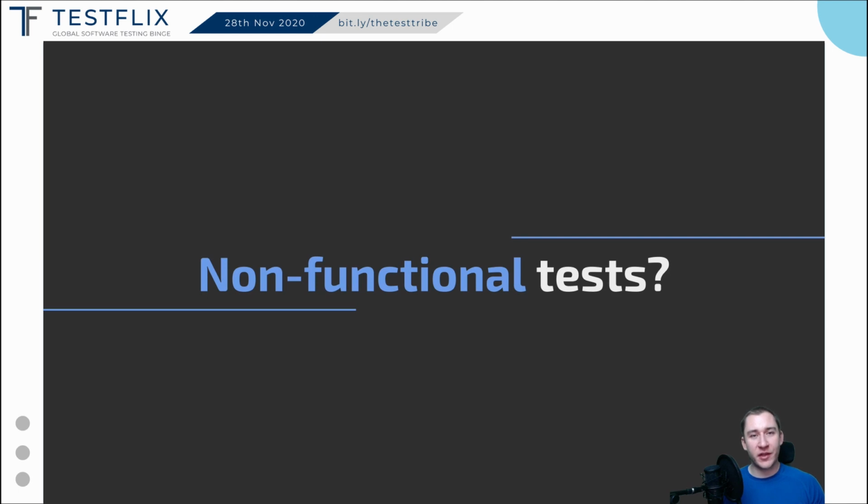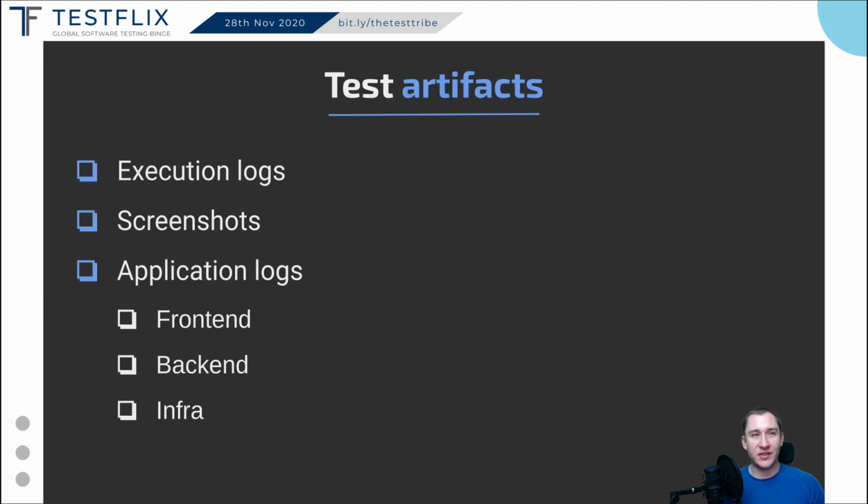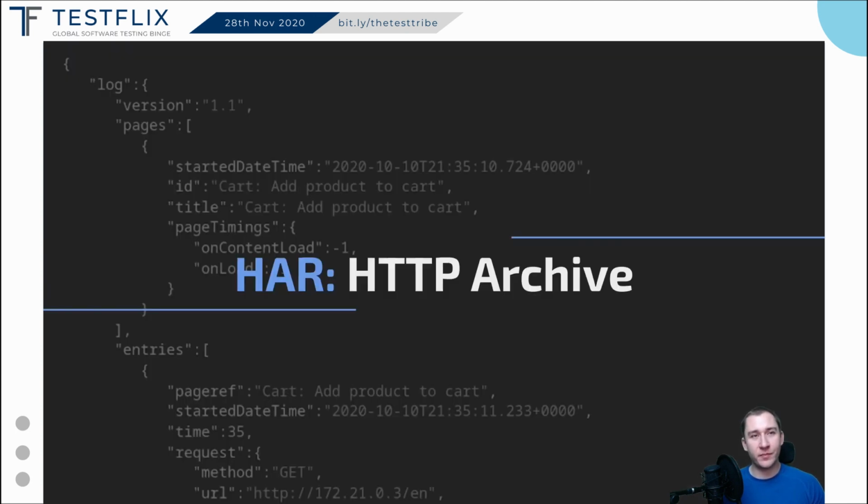Well, let's start with data we already have, for example, test artifacts, execution logs or logs from test runner, screenshots in case of failure, application logs, so from front-end application, back-end application, and also infrastructure. What I quite often do is to extend it with one more thing, so HAR files or HTTP archive. That's basically a huge JSON file that contains every single request from the browser to the application.